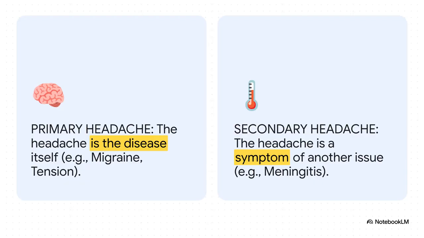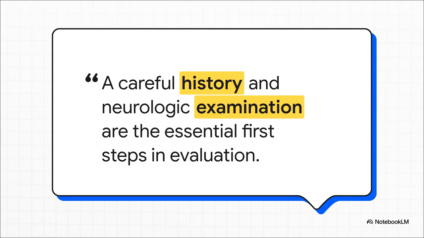And this slide really simplifies your entire goal. A primary headache is the disease, like a migraine. A secondary headache, on the other hand, is just a symptom of something else going wrong. So your job, first and foremost, is to be a detective, to meticulously hunt for clues and confidently rule out a dangerous secondary cause.